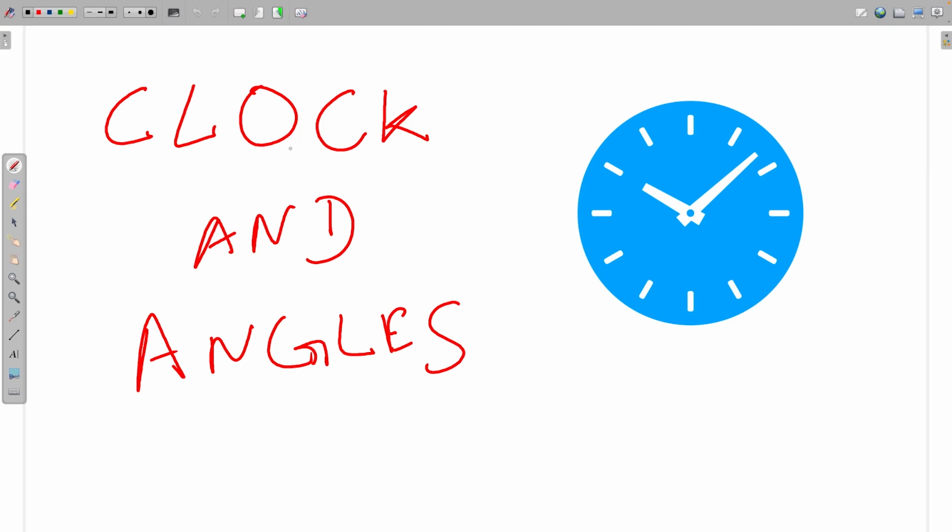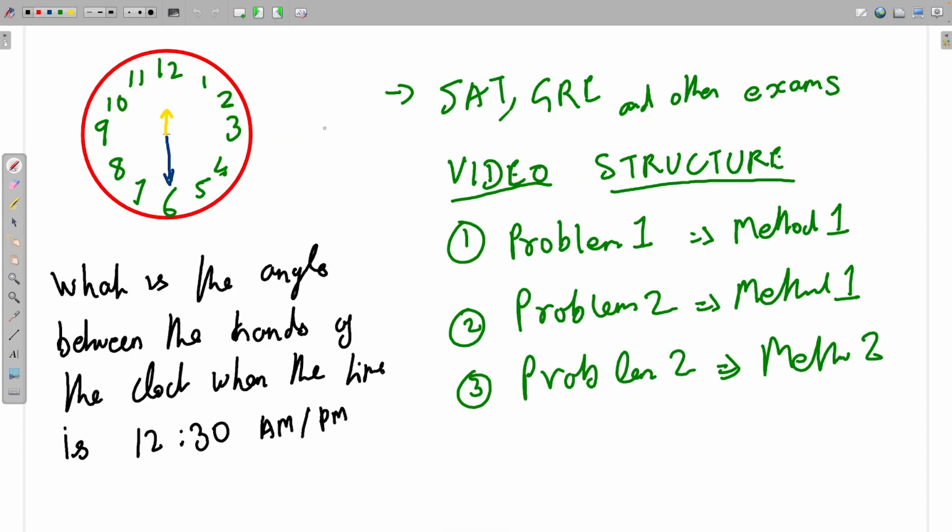Today we are going to look at problems focused on clocks and angles. Here is a sample problem. We have the clock reading at 12:30. It can be AM or PM, and we want to find the angle between these two hands, the short hand and the long hand, or the hour hand and the minute hand. These types of problems come up in SAT, GRE, and other competitive exams.